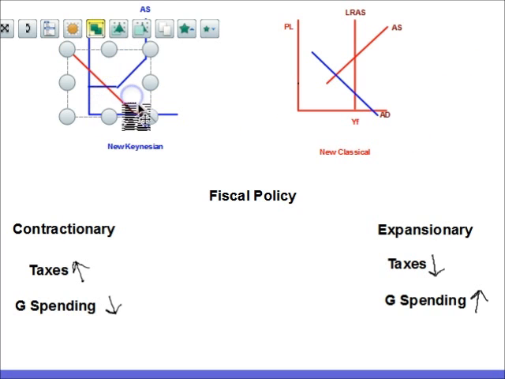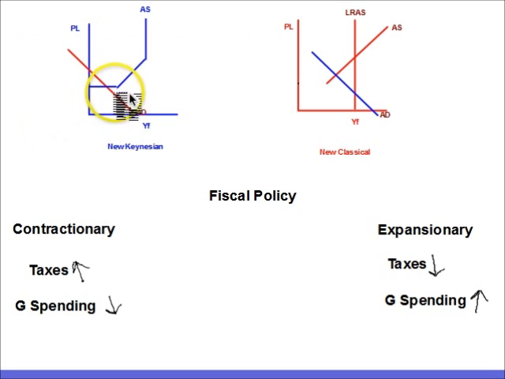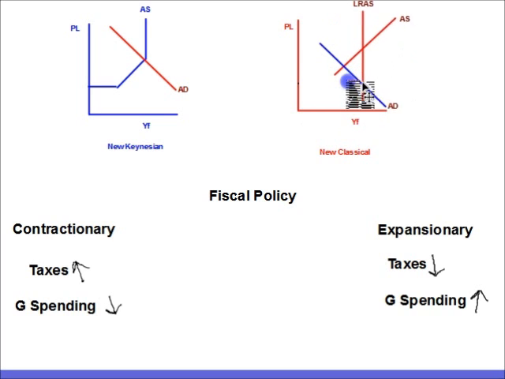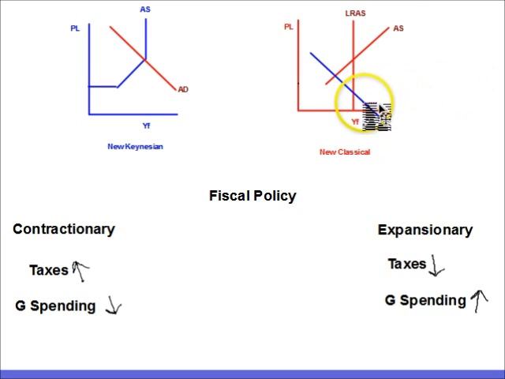So aggregate demand can shift back to full employment. This is the purpose of fiscal policy. Now notice, as aggregate demand increased on our new classical range, what happened to the price level? The price level increased, didn't it, in order to get back to full employment?